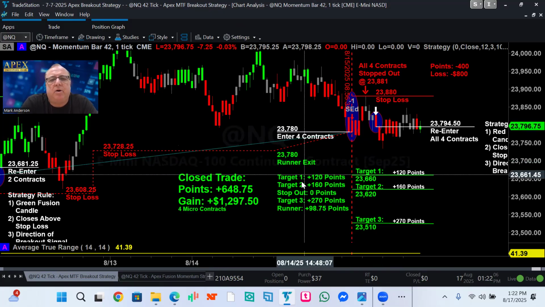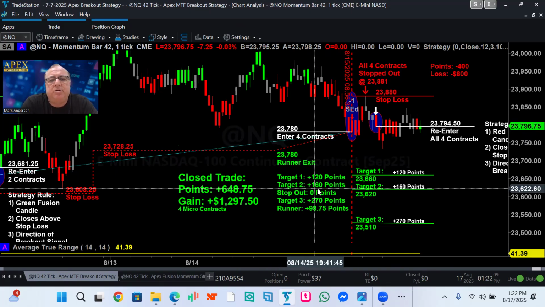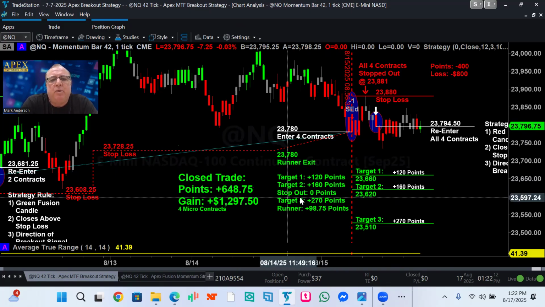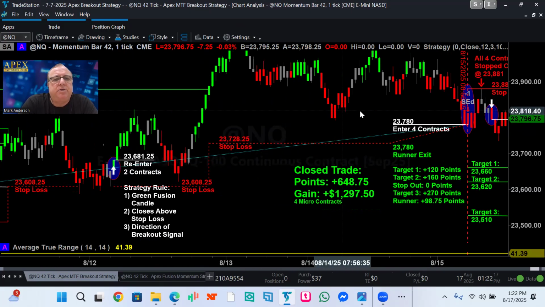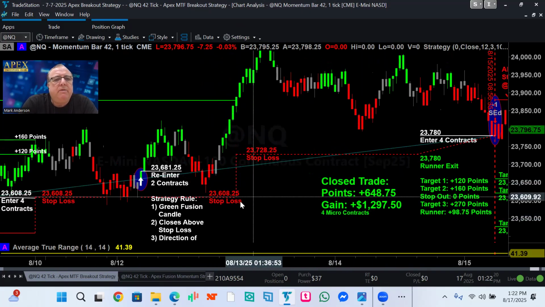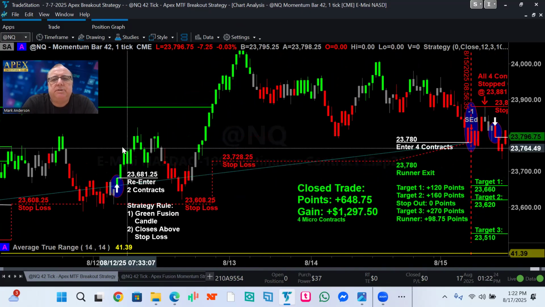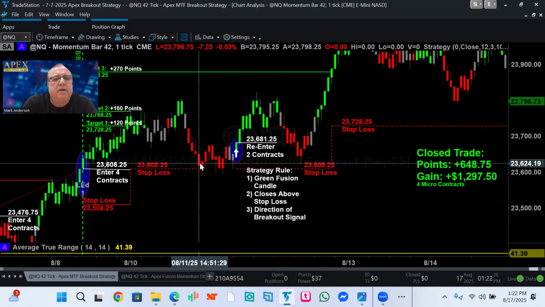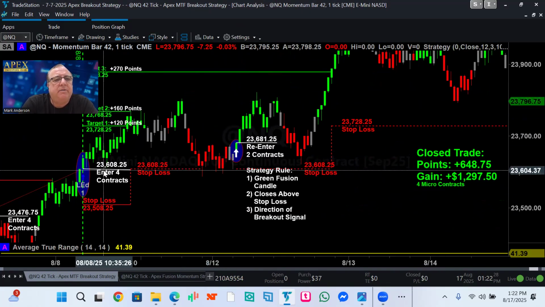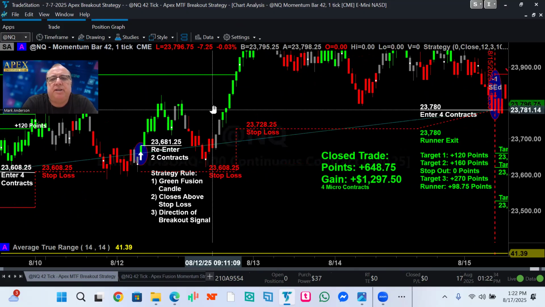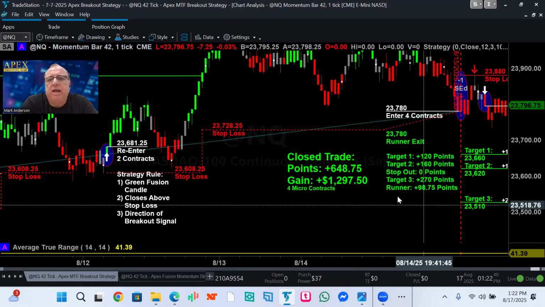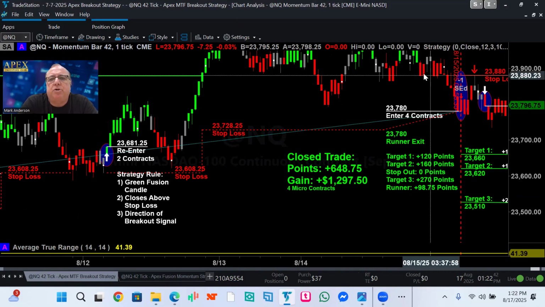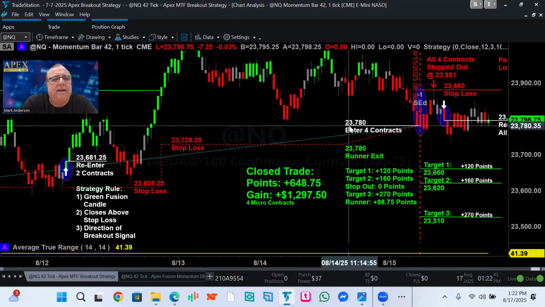So in summary, target one gets hit at 120 points. Target two, remember, got hit at 160 points profit. We got a stop out, which was a break even. Remember the stop out that we showed you over here? That was right over here, the stop loss at 608, because that was the entry, 608. So we got out exactly at the entry with those two contracts, and that's why the stop out was zero. Target three, we hit the 270 points, which we just showed. And our runner was 98 and three quarters points. That's the exit right here. We got in, right?